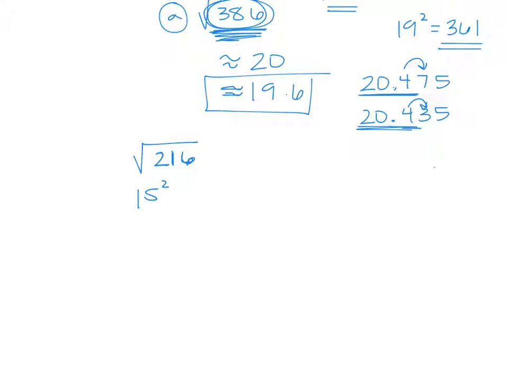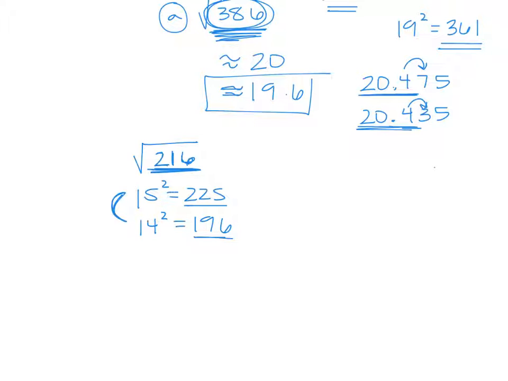So 15 squared is 225. What direction do we have to go? Higher or lower? If we're trying to get to 216 and we're at 225, we need to go lower, right? So we're going to try 14 squared. And 14 squared gives you the number 196, okay? So if you look at those numbers, you have 216. This is 225, this is 196. Which of these two is it going to be closer to? The 225, right?